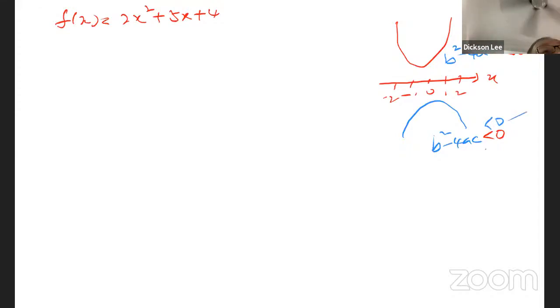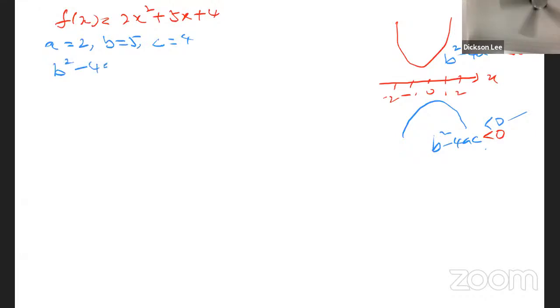Okay. So remember, always positive, the graph, always negative, b squared minus 4ac, always negative. So very simple. What is a? a is 2. What is b? b is 5. What is c? c is 4. Now, for always positive, please don't just say it properly. You must prove it. Always positive means you must prove b squared minus 4ac less than 0.